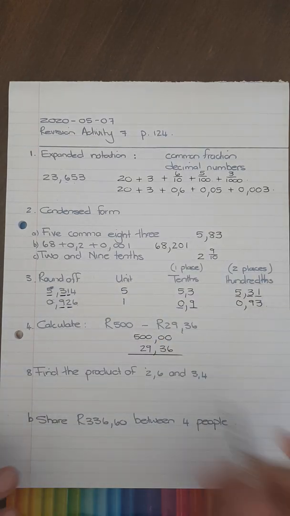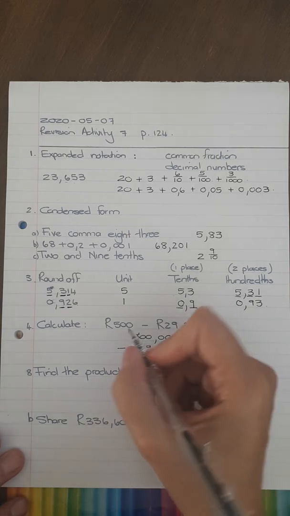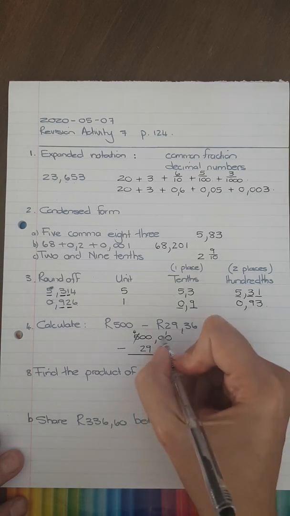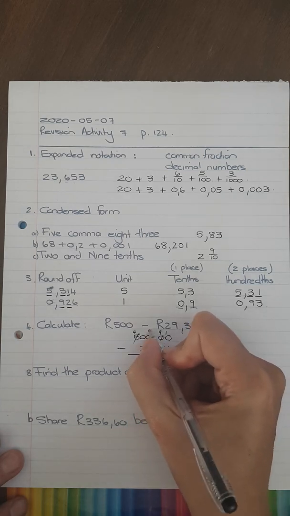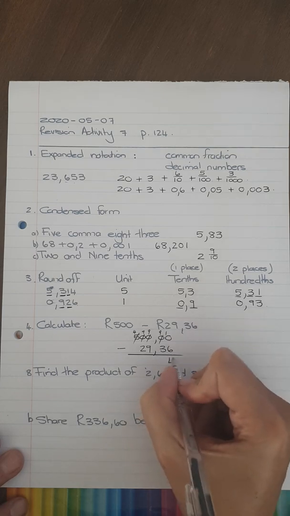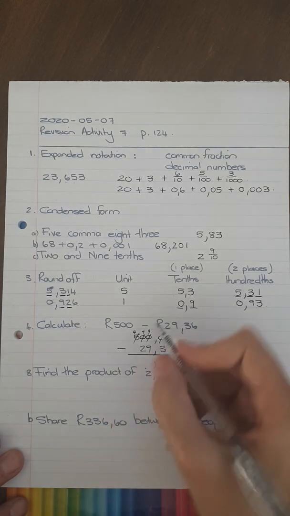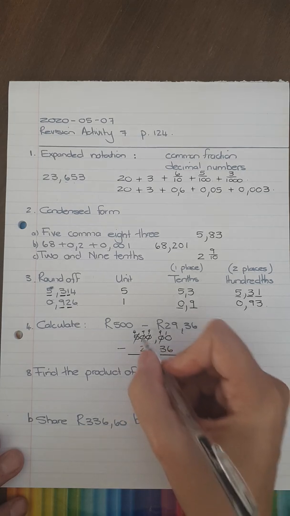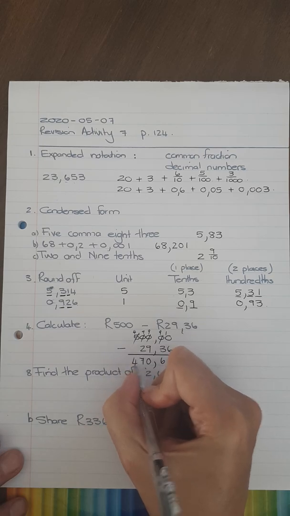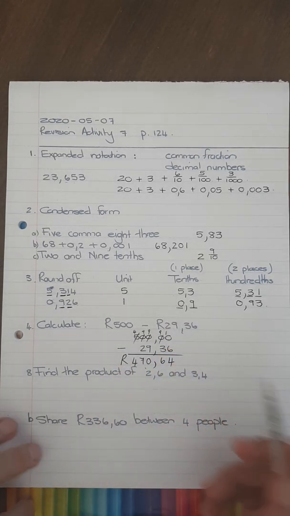If I subtract this, I do it like this. Borrow from the 5. That turns into a 4. My 1 goes there. That turns into a 9, a 9, and a 9. 10 minus 6, 4. 9 minus 3, 6, comma. 9 minus 9, 0. 9 minus 2, 7. 4 minus 0, 4. That's my answer. 470 Rand and 64 cents.